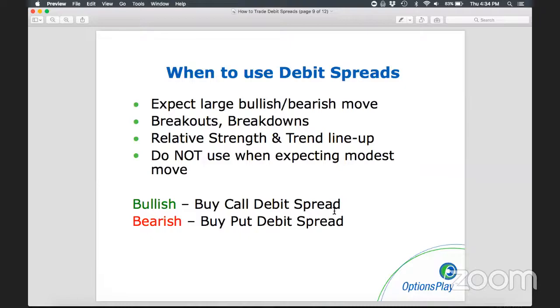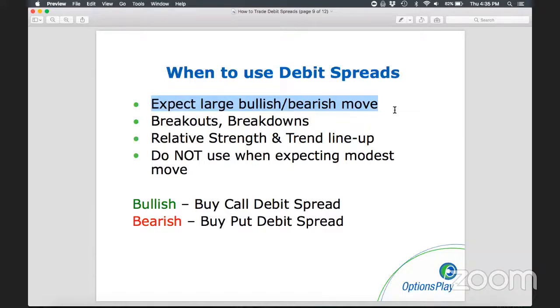So when should you actually utilize this? Now that we understand how they're constructed and what the benefits of debit spreads are, when should you use them? And this is really key here. This is why I don't really like to compare debit spreads versus credit spreads, because they're used in completely different scenarios. One is used when you don't expect the stock to move very much. That's when you sell the credit spread. When you trade the debit spread, you trade it only when you expect a large bullish or bearish move. So this could be earnings coming up.